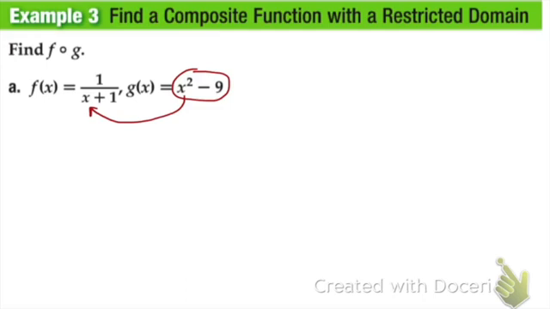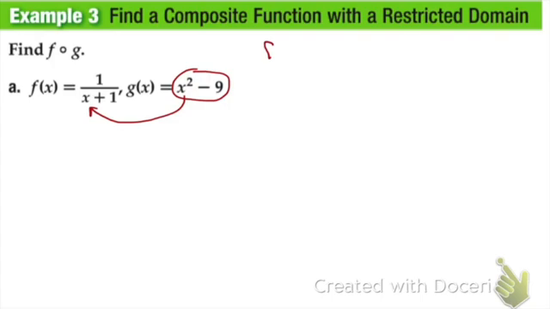When we do these, we always want to see if there are any restrictions on our domains before we even start. Since we're plugging g of x into f of x, are there restrictions for x squared minus 9? Well, there aren't any restrictions for that, so we can plug it in without problems. The first thing you look at is, are there any restrictions on the function we're going to plug into the other one? There are no restrictions on g of x, so we can plug it in.